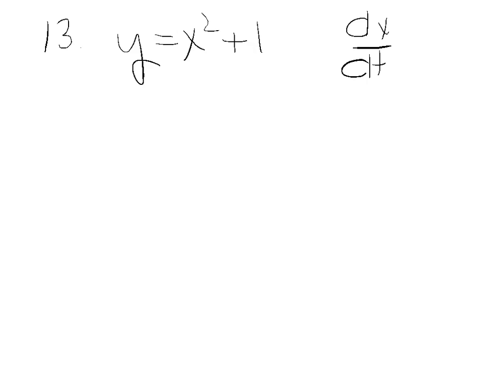Okay, we're working problem number 13, and it says to find the rate of change of the distance between the origin and a point moving on the graph of y equals x squared plus 1 if dx/dt is 2 centimeters per second. So we have y equals x squared plus 1. We have that dx/dt is 2 centimeters per second.